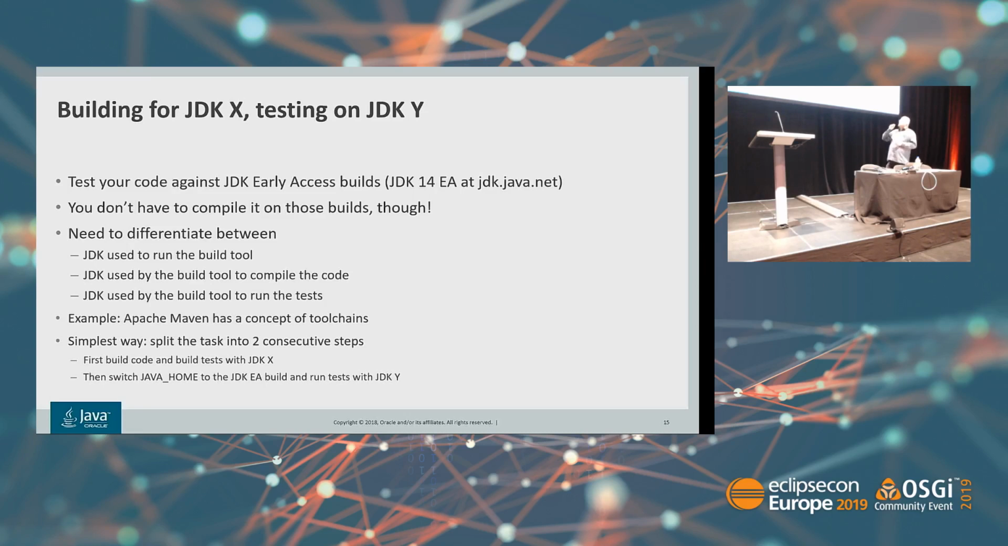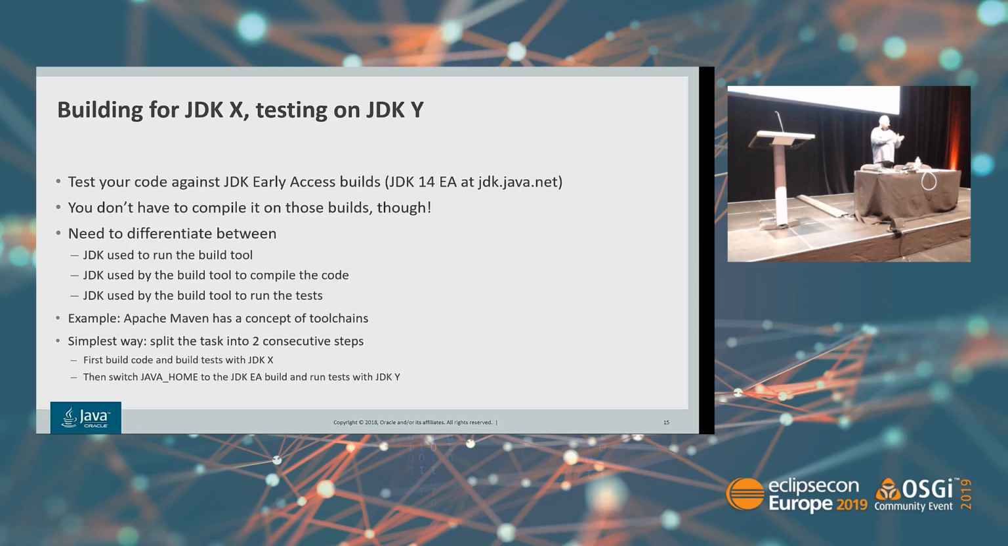Now, it doesn't mean you have to compile your code on those builds, and this is a bit of a maybe subtle distinction, but a relevant one. You need to differentiate between 3 JDKs. The JDK you use to run your build tool, the JDK this build tool uses to compile your code, and the JDK it uses to run your tests. And, as good engineers, we all compile our code with all the warnings enabled and treat warnings as errors. And so if the Java compiler in the JDK ends up adding new warnings, all of a sudden your compilation would break and you would have to fix that first. But that's typically not what you really care about.